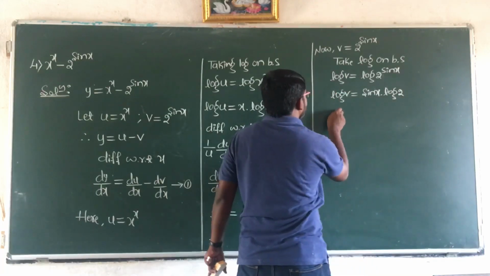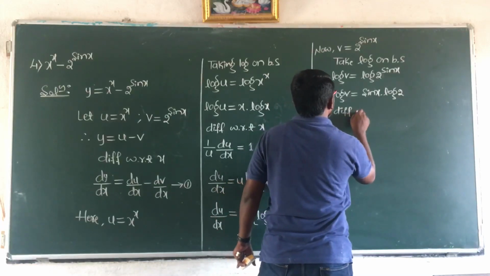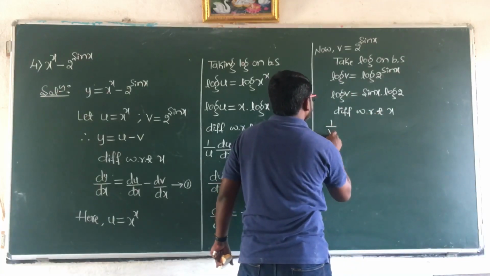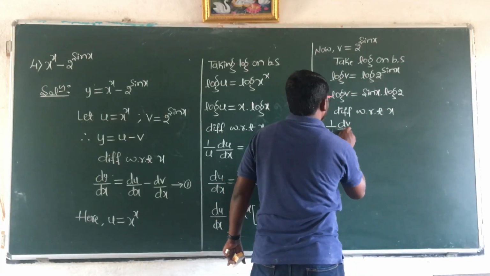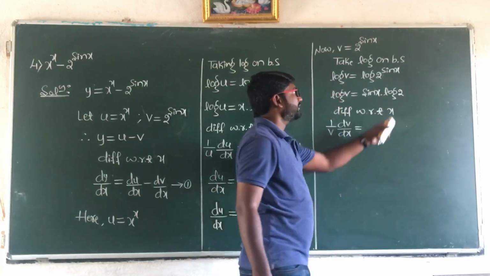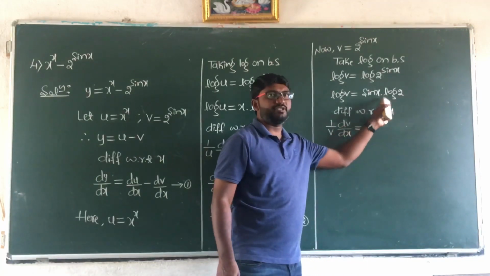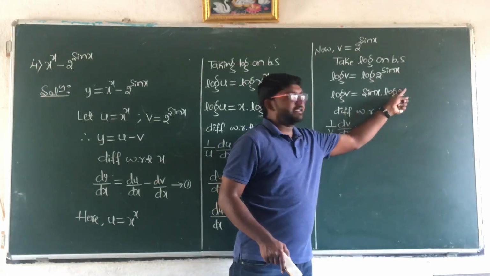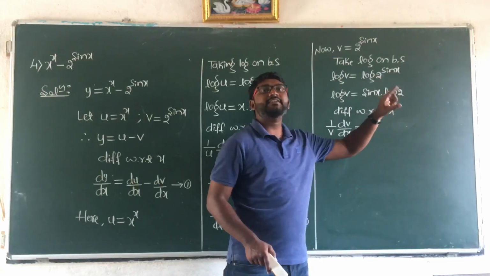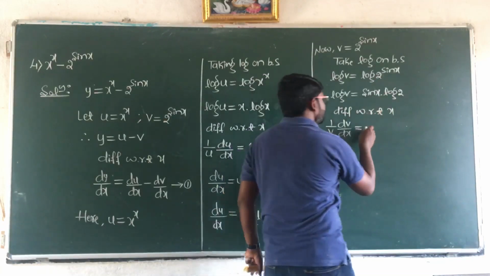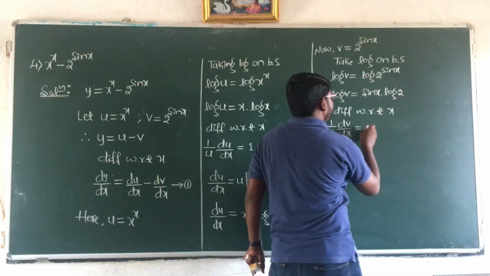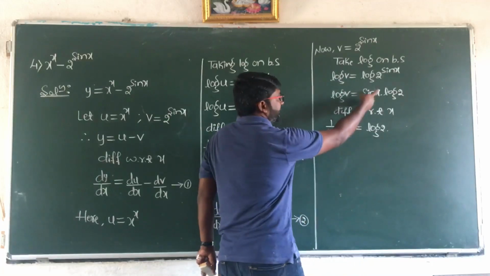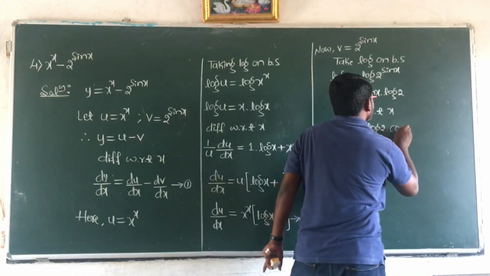So here differentiate with respect to x now. We get 1 by v dv by dx, which is equal to, here log 2 is a constant. Don't apply the product rule here. We would have applied the product rule if it were log x here. Here we have log 2, which means it is a constant. So I write the constant as it is, and then take the derivative of sin x, which is cos x.